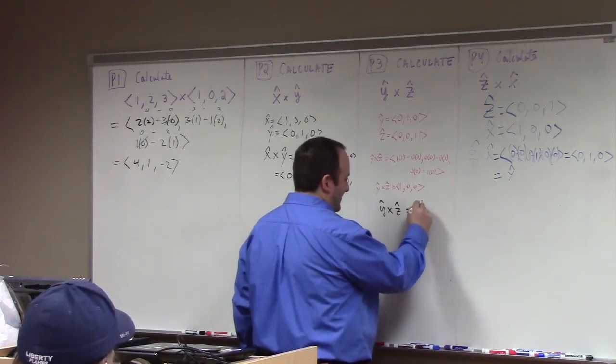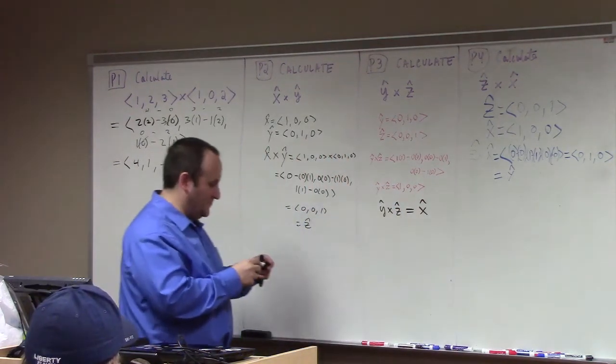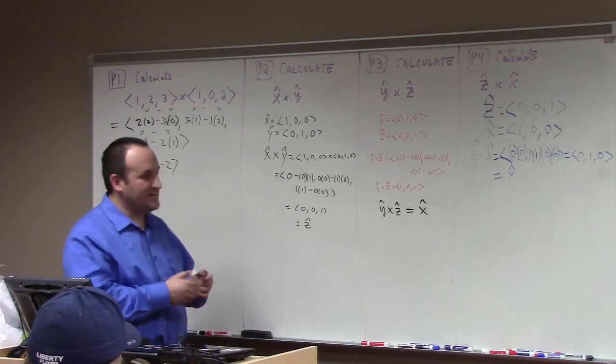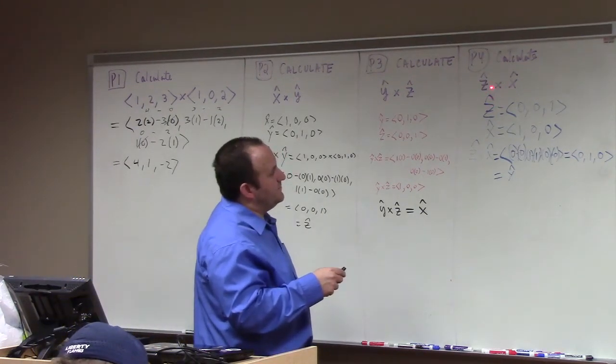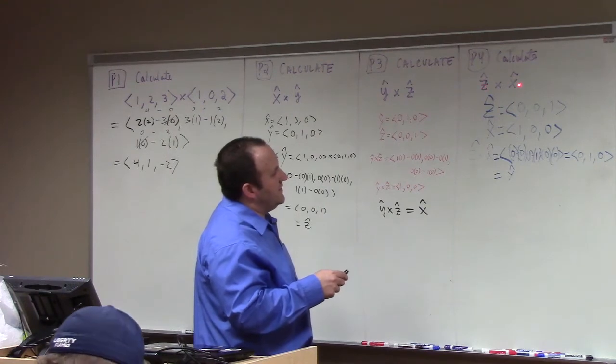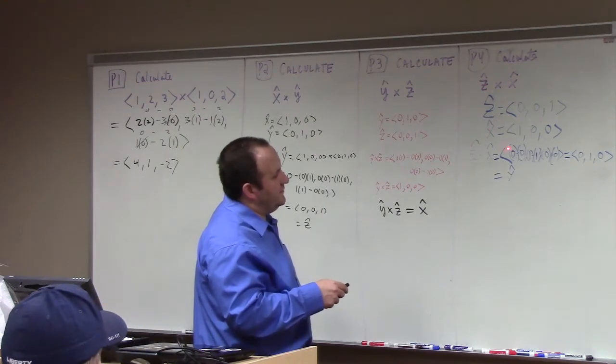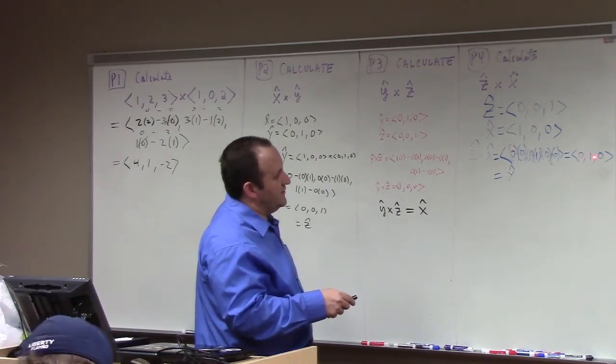This is, of course, x hat, right? I'm just kidding. Full credit. Z hat cross x hat. Z hat cross x hat is this cross that, which you worked out to be 0, 1, 0.